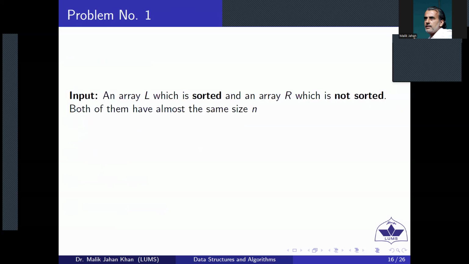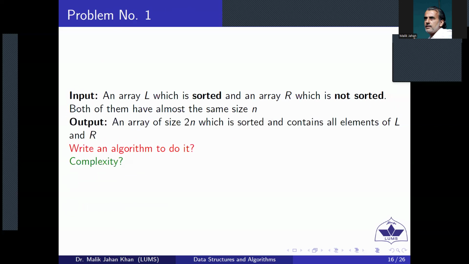Okay. And we have some practice problems. The first problem is that we have been given an array named capital L, which is sorted, and another array named capital R, which is not sorted. Our task is to put them together in an output array such that the overall whole input is sorted, which means that we need to combine L and R such that the whole big sequence is sorted.